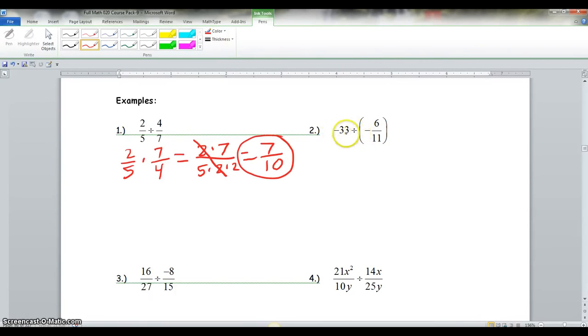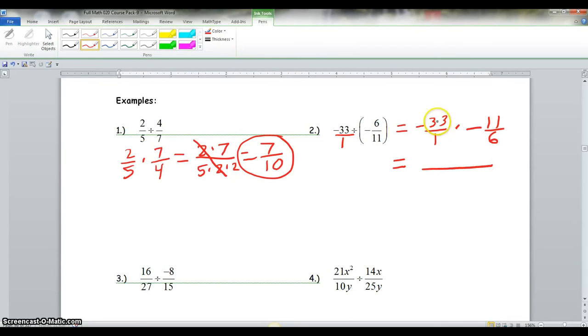Now we go to number 2. Now first thing, we should put this negative 33 over 1. So we will have negative 33 over 1. The division will become multiplication, and we would take the reciprocal of the second fraction, which would be a negative 11 over 6. Now, we know a negative times a negative is a positive.